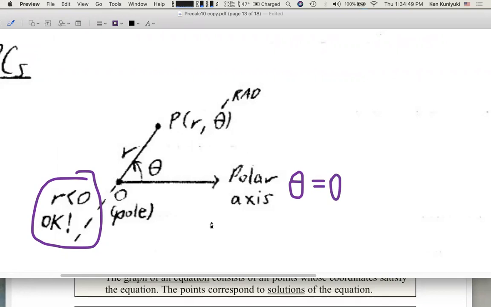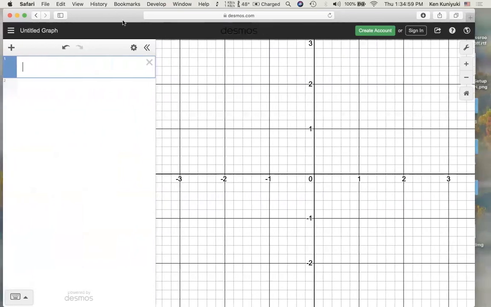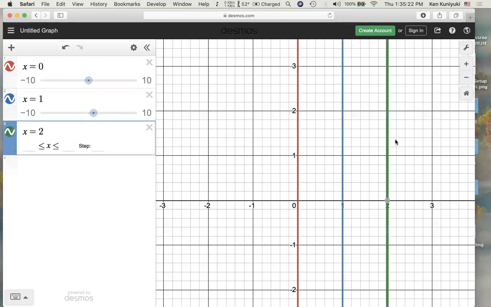Okay, now let's talk about some basic graphs using polar coordinates. Let's go to Desmos. All right, so let's think about this. In the Cartesian or rectangular plane here, how do we get these grid lines? Well, on our grid paper we have things like x equals 0, which is the y-axis. We have x equals 1 over here, x equals 2 over here, and we have grid lines lying on these vertical lines.